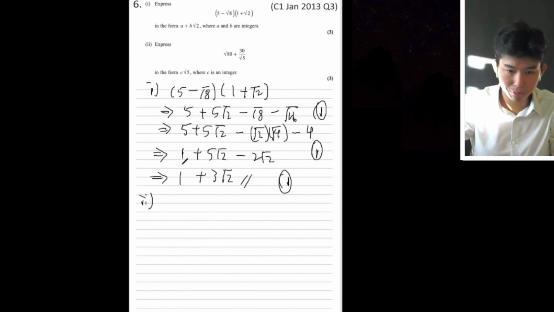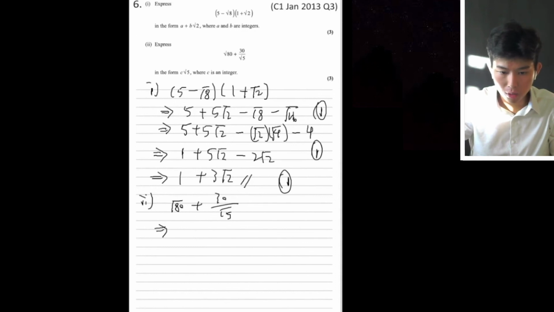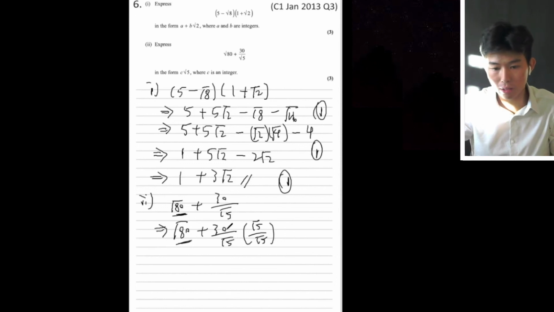And for the part 2, okay, root 80 plus 30 over root 5. Okay, the first thing we have to do is I just copy down the root 80 plus 30 over root 5 times root 5 over root 5, because I do not want the denominator to be root value. So next step would be root 80 plus 30 root 5 over 5.